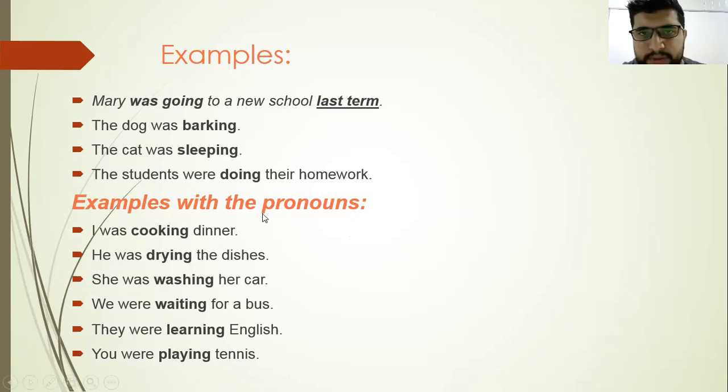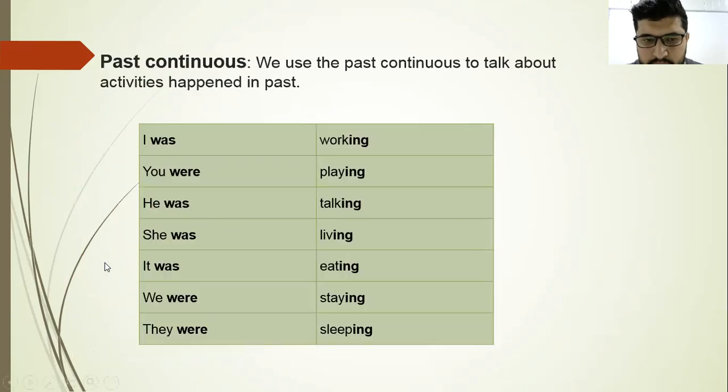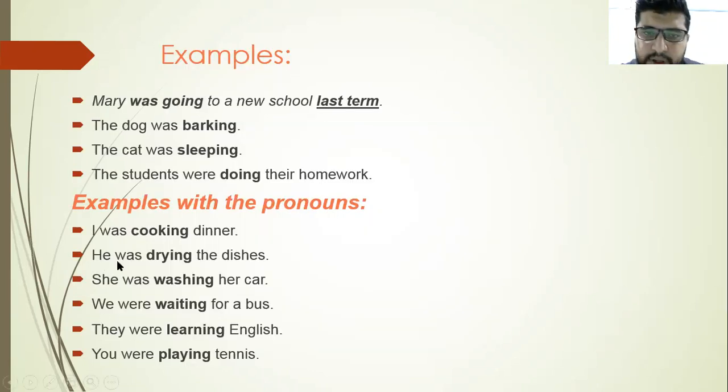Examples with pronouns. It's very important to memorize these examples because you will need them. Maybe you'll need them in the exam, so memorize these examples. These examples are also with pronouns, only pronouns. Here, the dogs or the cat or Mary is a noun. Here we have it with pronouns.